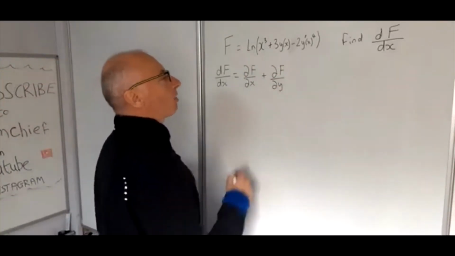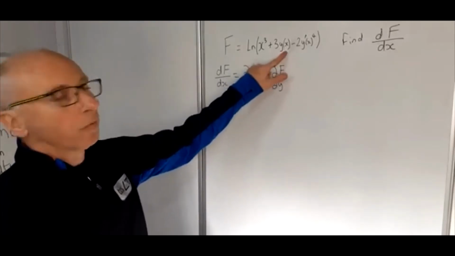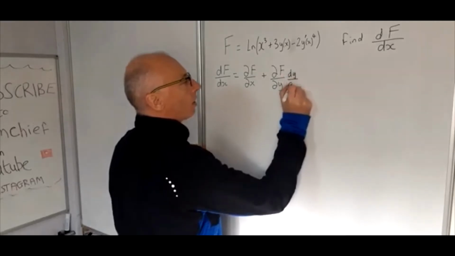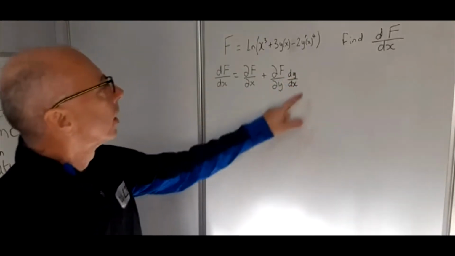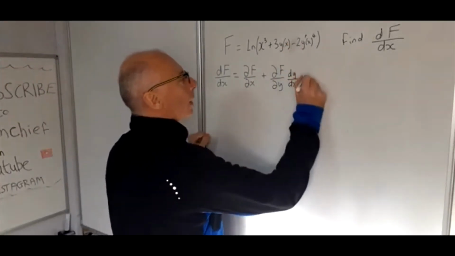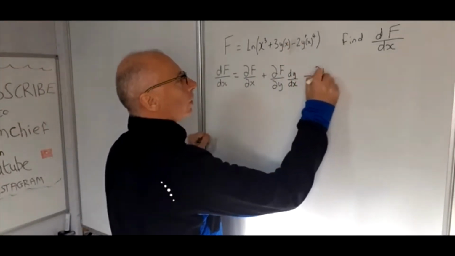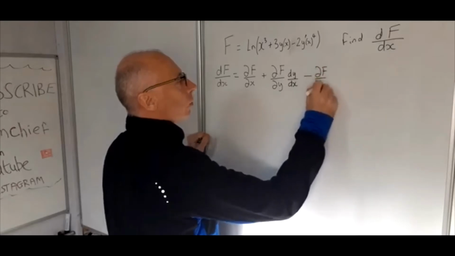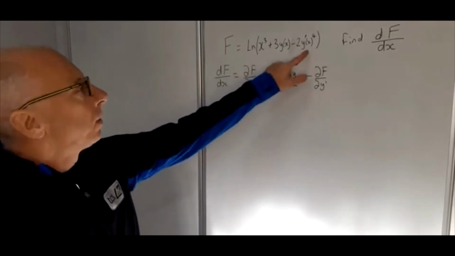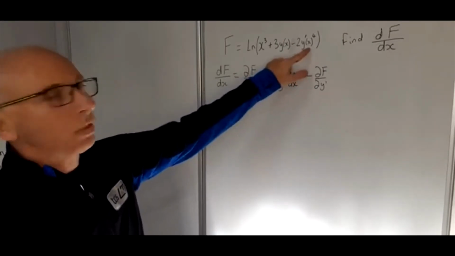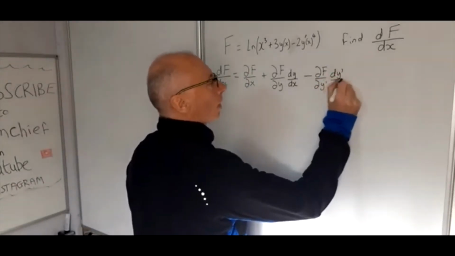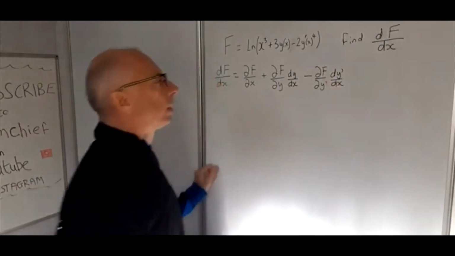And then by the chain rule, we're going to need to multiply by the derivative of y with regards to x. And then we're going to subtract this time, as we've got a minus sign here. And we're going to take the partial of f with regards to y prime, so that's this function here. And now we need to multiply by the derivative of y prime with regards to x, i.e. the chain rule. So that's going to give us dy prime dx.